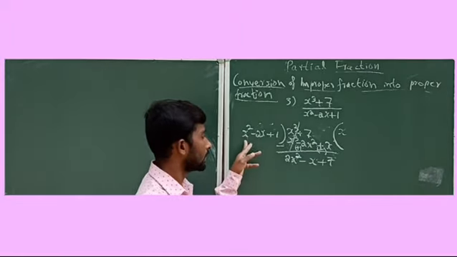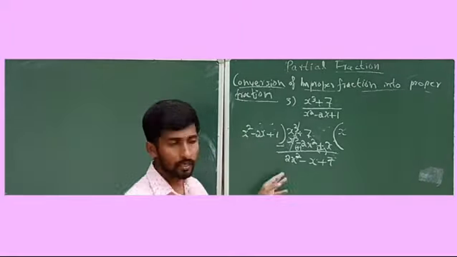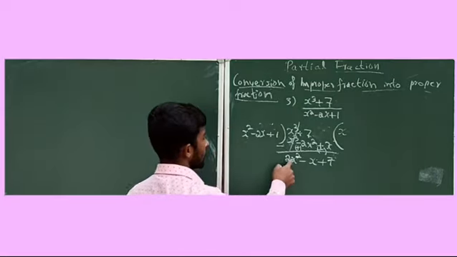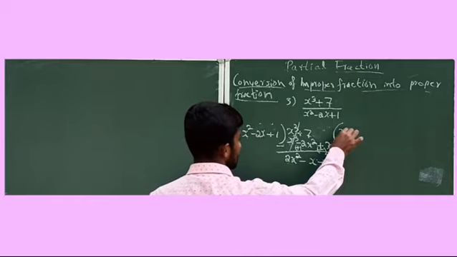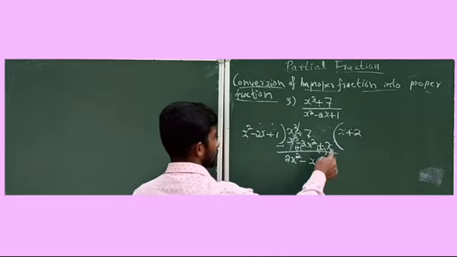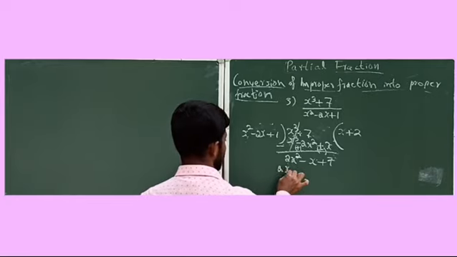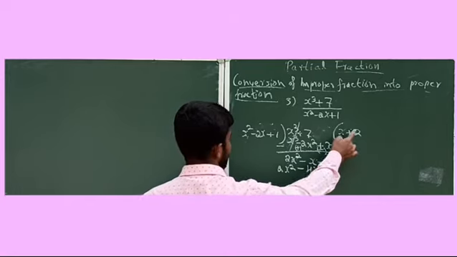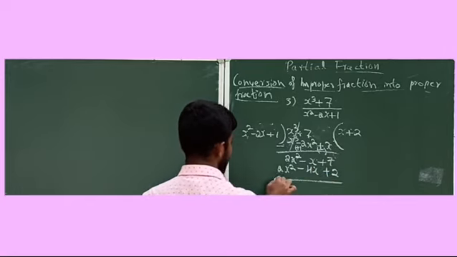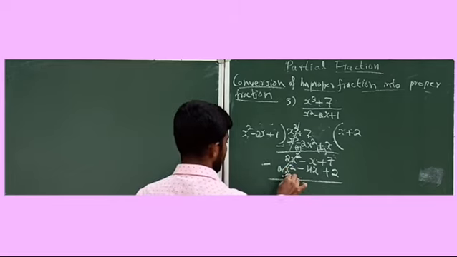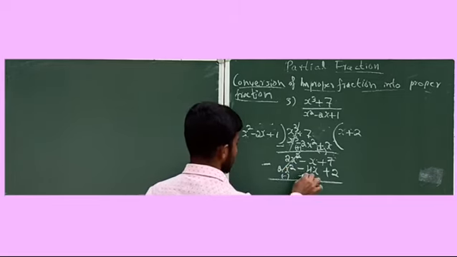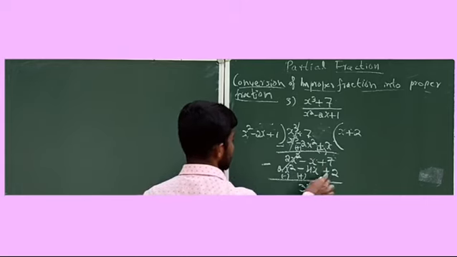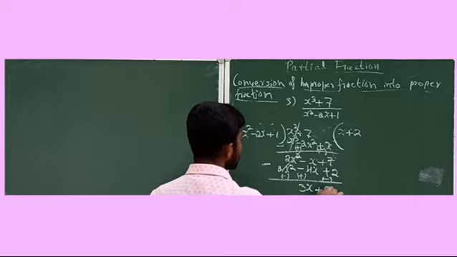Again see the remainder and the divisor, degree 2, degree 2. Again these are improper fractions, right? So in the next step see x square, here 2x square is there. So you need to multiply by plus 2. 2 into x square is 2x square, 2 into minus 2x is minus 4x, 2 into 1 is plus 2. Okay, subtract. 2x square minus 2x square gets cancelled. Here plus 4x minus x, it's equal to 3x. 7 minus 2, it's equal to 5.